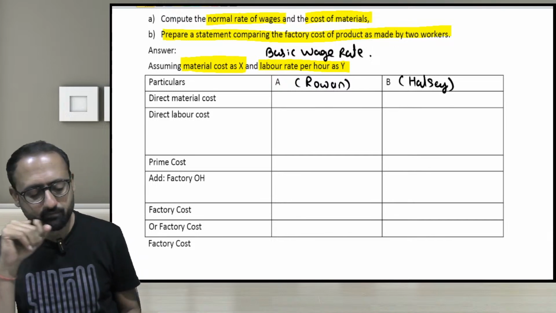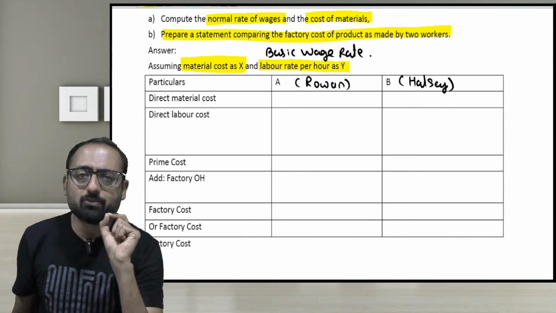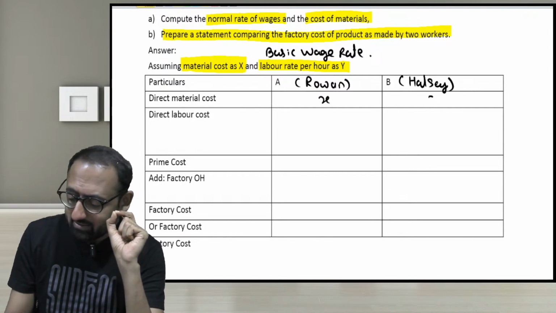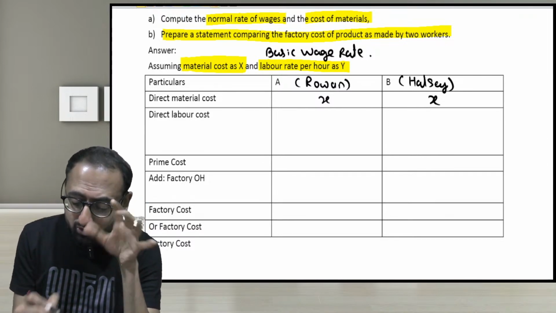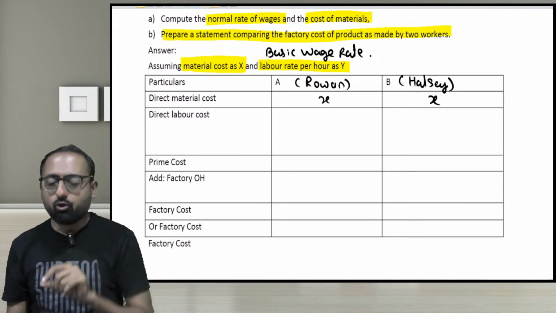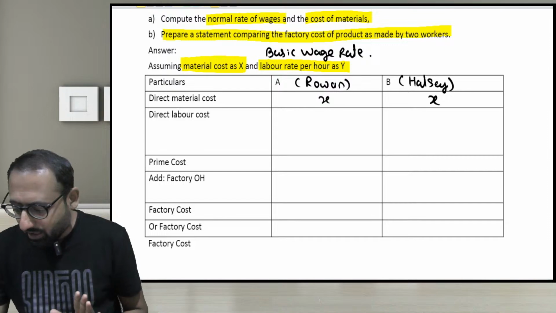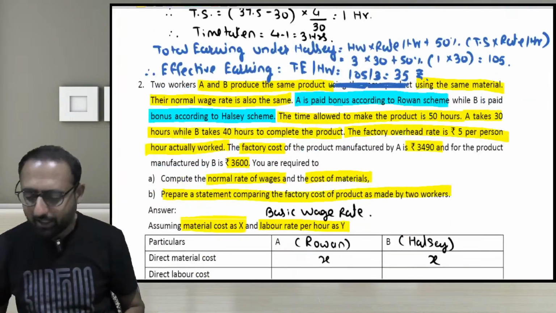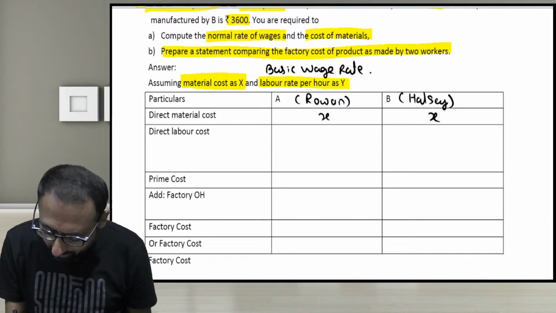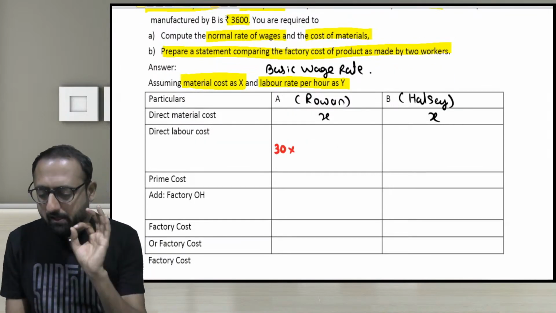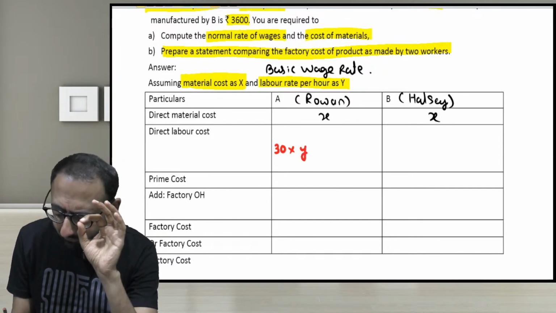Now let's see, guys. Direct material cost: what we have assumed is that direct material cost is X because both the workers are using the same material. Direct labor cost: now I'll give the working here. Under Rowan, the formula is hours worked multiplied by rate per hour. So how many hours are worked by A? I'll have to check that. A has taken 30 hours, multiplied by rate per hour. The rate per hour is not given, but we have assumed that rate per hour is Y.